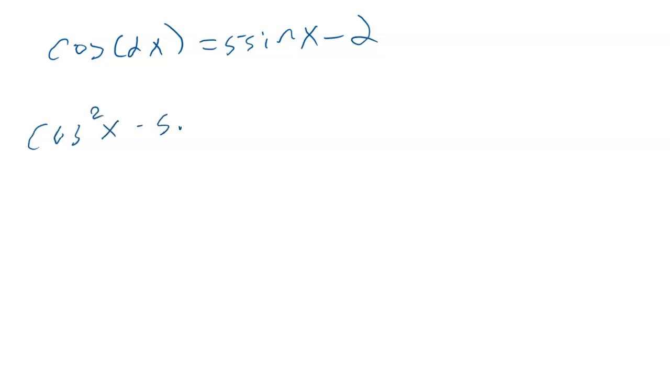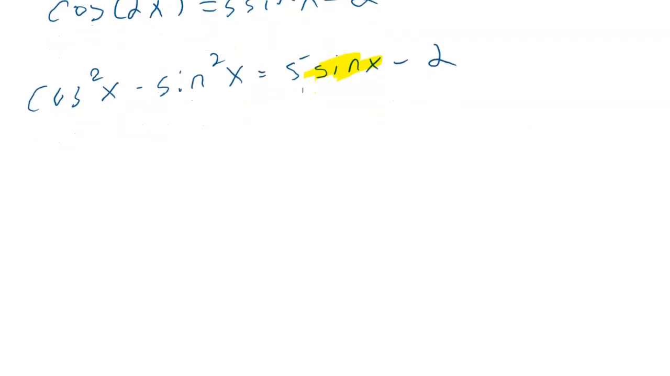I got cosine 2x is equal to 5 sine of x minus 2. I'm going to use double angle for cosine. So I'll say cosine squared x minus sine squared x is equal to 5 sine of x minus 2. I'm going to convert everything to sine, and hopefully that makes sense because we have this term here. It'd be difficult to get everything into cosine; you'll have to deal with square roots. So I think it's a lot easier to get everything into sine.